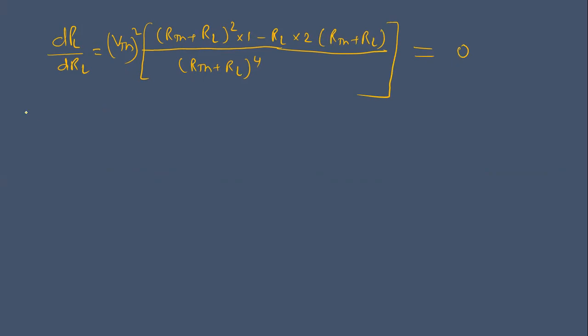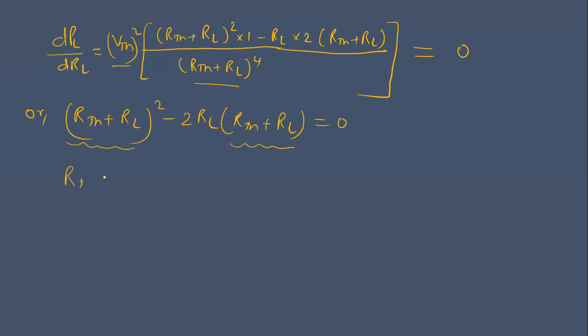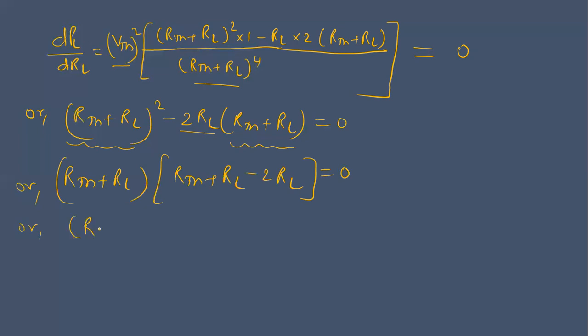Now this equation will be simplified, as these two components will be cancelled out. So we have (RTH plus RL) whole square minus 2RL(RTH plus RL) is equal to 0. Now we will take this component as common, so we have (RTH plus RL), and then we have (RTH plus RL) minus 2RL, which is equal to 0. Simplifying this one, it is RTH minus RL is equal to 0.